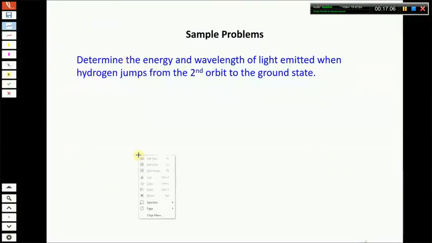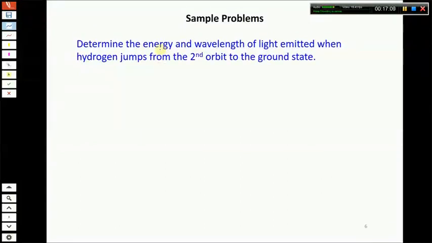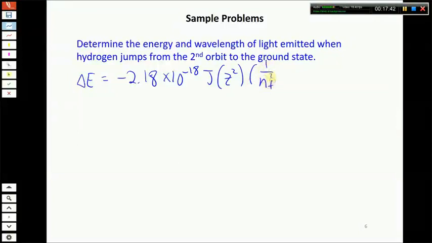We have: determine the energy and wavelength of light emitted when hydrogen jumps from the second orbit to the ground state. Anytime we see a problem asking about a hydrogen atom and the wavelength of a photon absorbed or emitted, we should immediately think of the Bohr equation and write it down to figure out what we have and what we need. It's always good to start with the equation or concept that relates to the problem, and then figure out what parameters we need to solve it. So it's Z squared times 1 over NF squared minus 1 over NI squared.